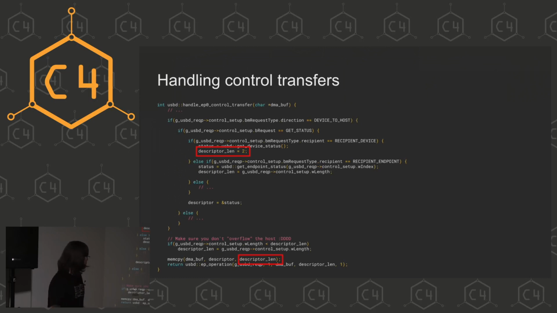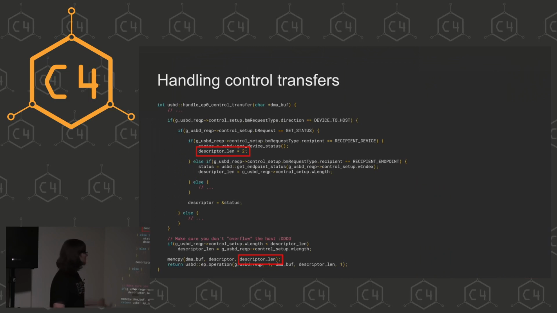And what then happens is that down below here, a memcopy happens where that response, this is the response that the host waits for on that control request because it wants to get the status. So we now have to copy that response we want to send to the host into a DMA buffer and tell the USB stack, this DMA buffer needs to be sent out to the host now. So we do that here. We memcopy that descriptor with that length that we set to 2 here and this descriptor into that DMA buffer, and then we kick off the transfer with that length. Easy.